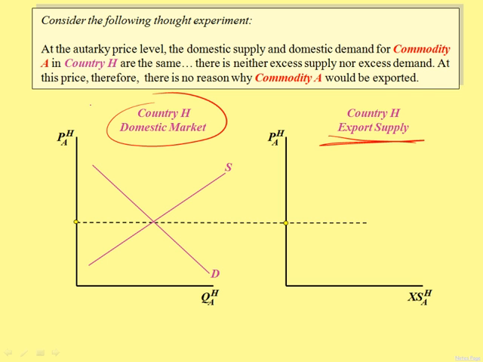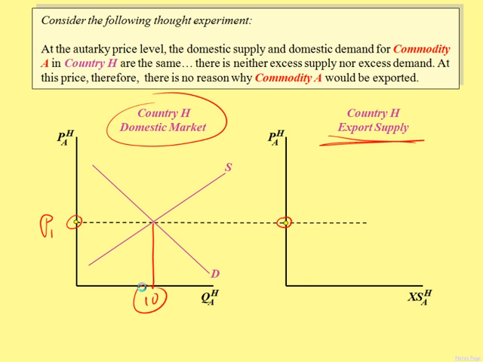The thought experiment is as follows. Assume that the world market price equals the price in the country. How much will this firm export? And the answer is 0. Because at this price, let's call it P1, the firms are willing to produce 10, the consumers are willing to buy 10. That means there is nothing available for export.